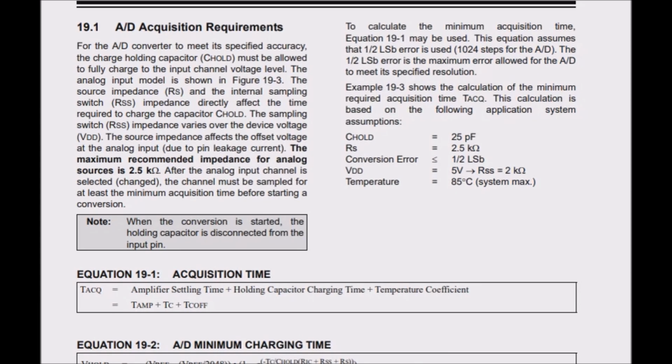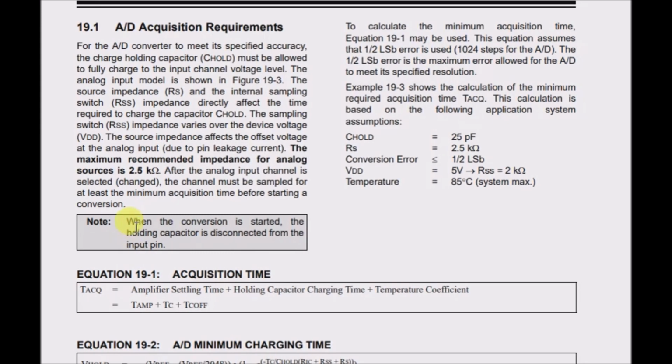This calculation is based on the following application system assumptions. CHOLD, 25 picofarad, RS, 2.5 kiloohm. Conversion error less than or equal to 1/2 LSB. VDD equals 5 volts, RSS equals 2 kiloohm. Temperature is 85 degrees Celsius, system max.